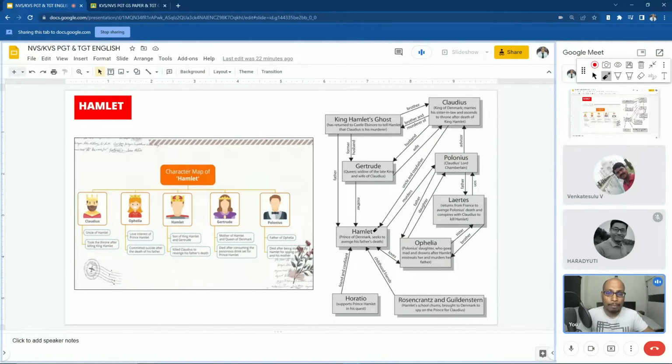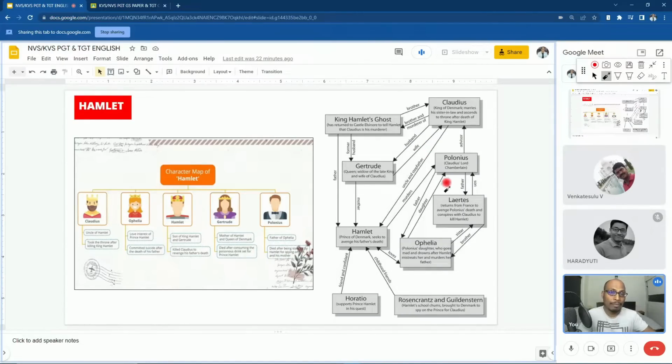And when Polonius was killed, I'll tell you the story. When Hamlet's ghost informed Hamlet about the murder of King Hamlet by pouring poison into his ears by Gertrude and Claudius, then Hamlet wanted to take revenge. So that is why it is called a revenge tragedy. So Hamlet killed, instead of Claudius, by mistake Polonius.